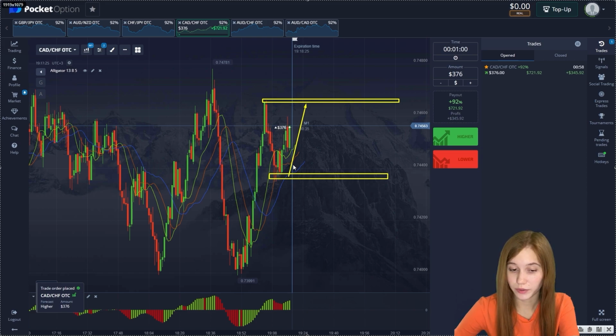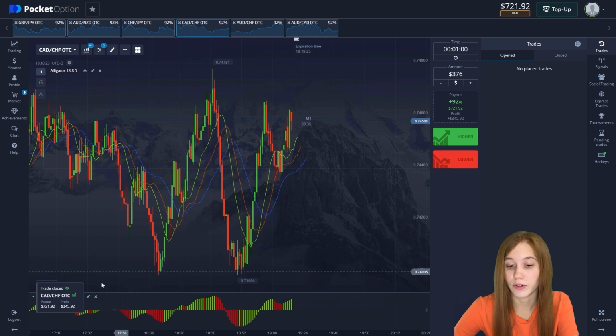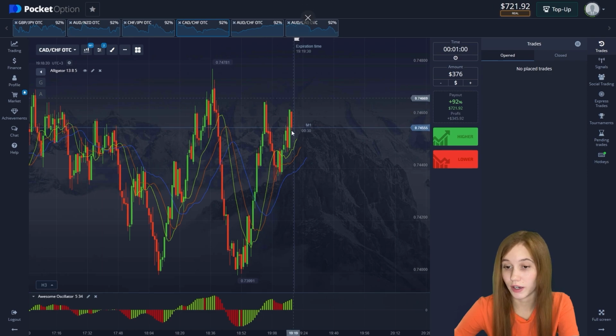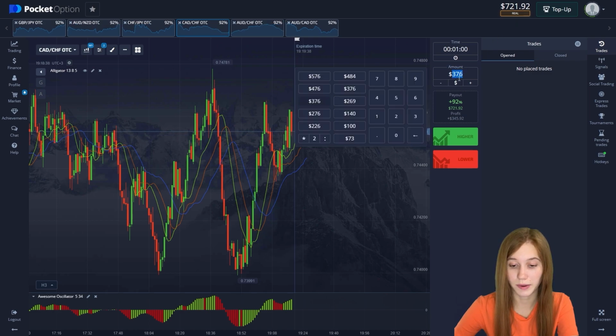By oscillator also, we see 4 green bars. It's all very good. Confident growth. 2 seconds. And the deal is great as well. Yeah, good. $345. And we see our balance is $721. Let's reduce the amount of deal to 200 and we move on to the next concept.